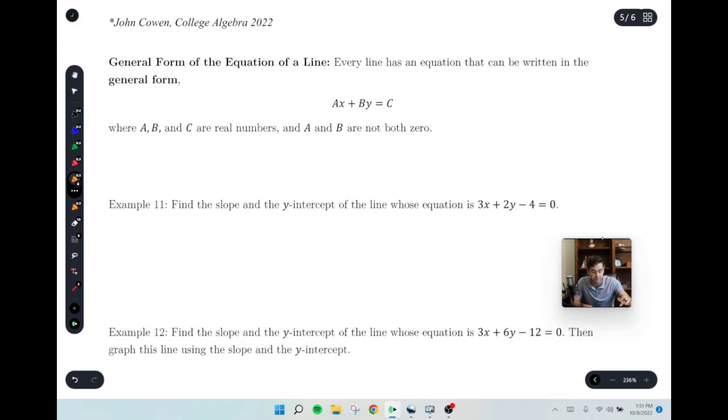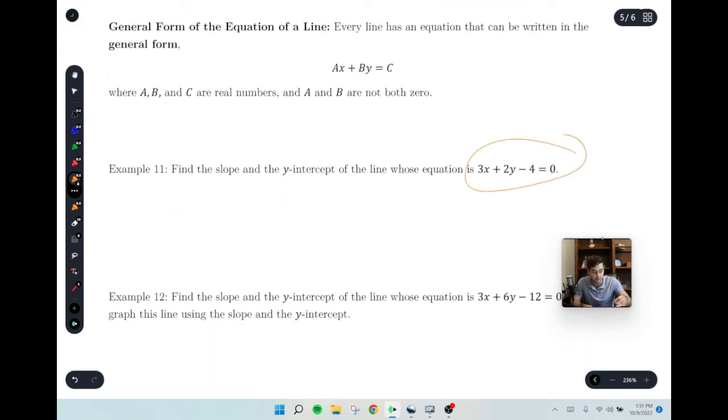So what they're doing right here is giving us general form, or that's not even general form, that's moved over once, right? And they're saying, hey, find the slope and find the y-intercept. And you know how we do that? We get it into y equals form. So let's just do one of these, even though they're pretty reviewy.